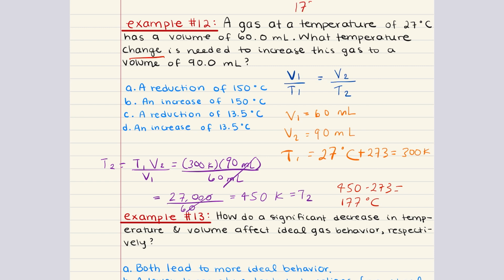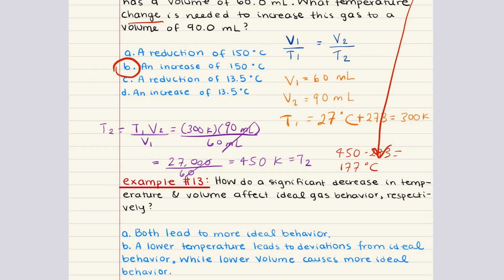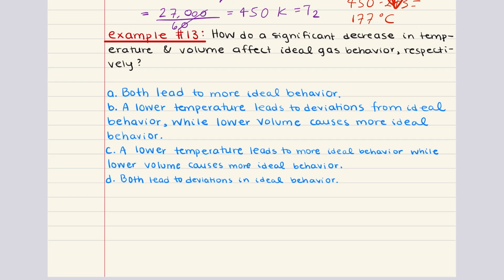So 177 minus 27 is equal to 150 degrees Celsius. There was an increase of 150 degrees Celsius to go from 60 milliliters to 90 milliliters. And so the correct answer for 12 here is going to be answer choice B. All right, let's go ahead and move on to problem 13.